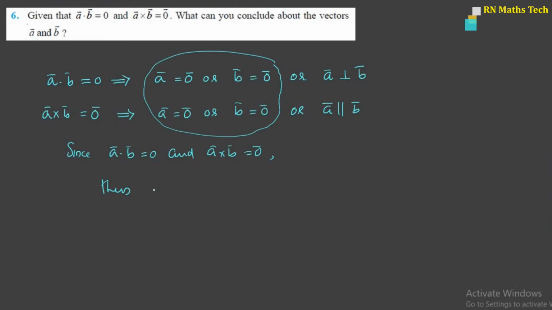then either a bar equal to 0 bar or b bar equal to 0 bar. These two conditions are not possible at the same time. Okay, then either a equal to 0 or b equal to 0.